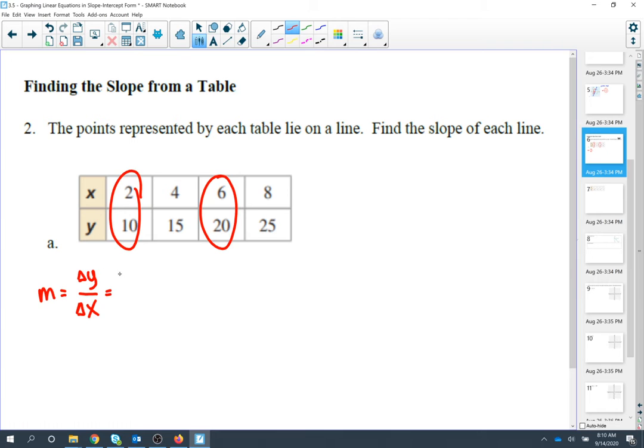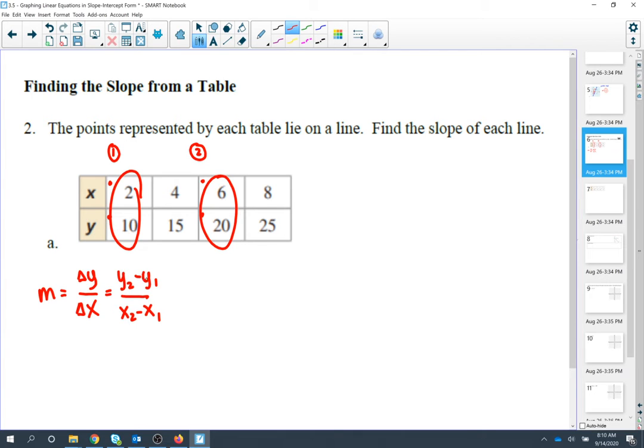So the change in y is you take y2 minus y1 over x2 minus x1. So let's take a look at what that looks like, okay? Right here you have an x value and you have a y value. Let's say that's our first one. Then right here you have another x value and you have another y value. Let's say that's our second one.